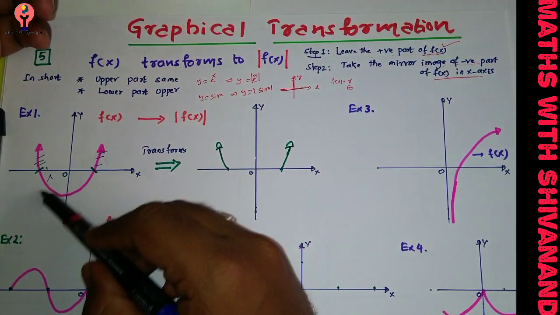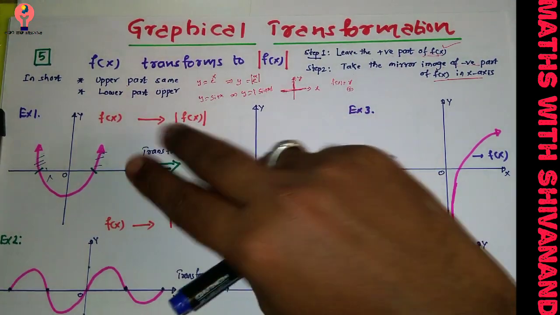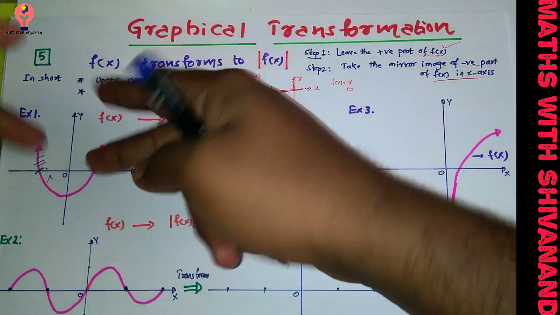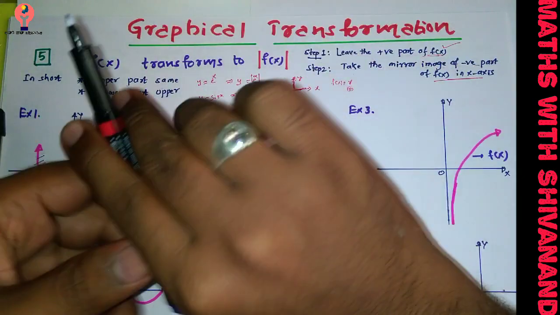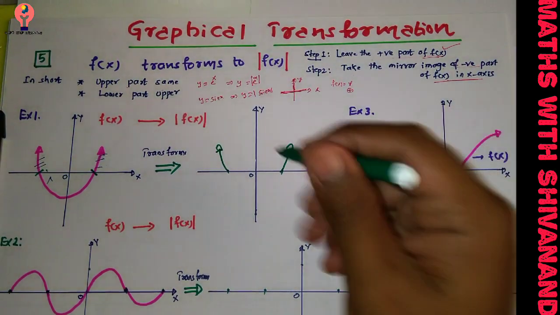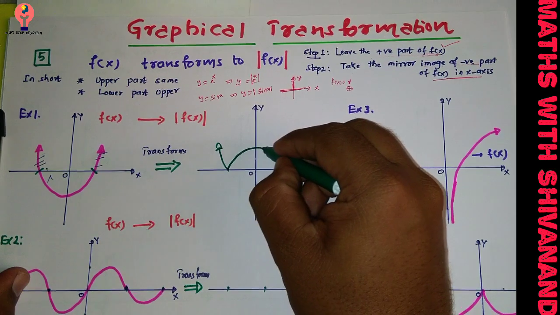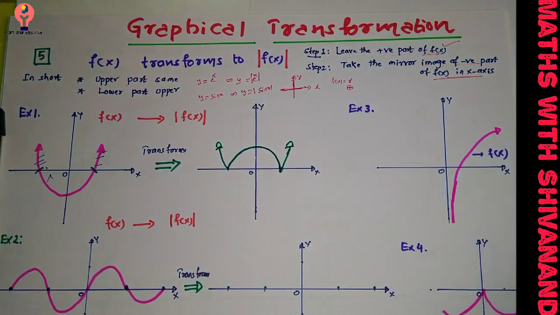Next, the lower part of the graph, the lower part has to flip with respect to the x-axis. So take the mirror image with respect to the x-axis. Can it be like so? Definitely. This is the transformation.